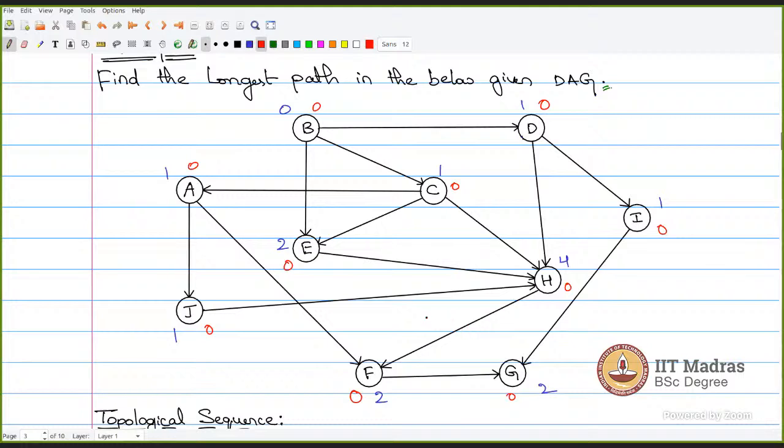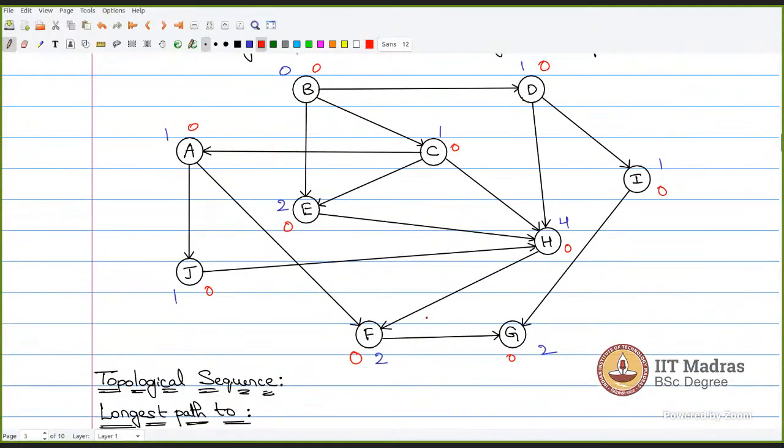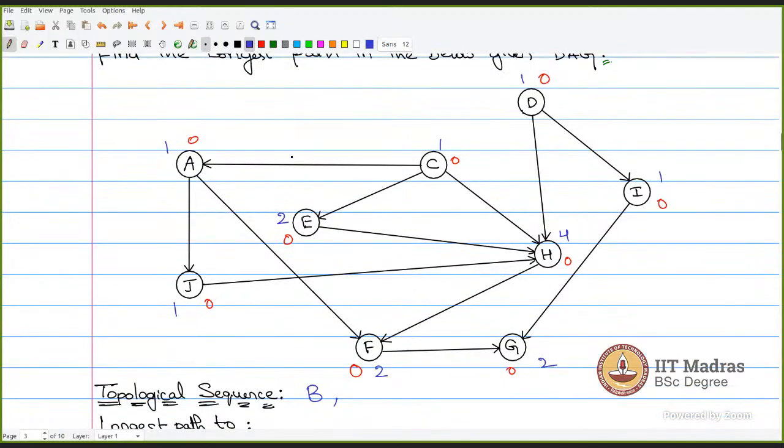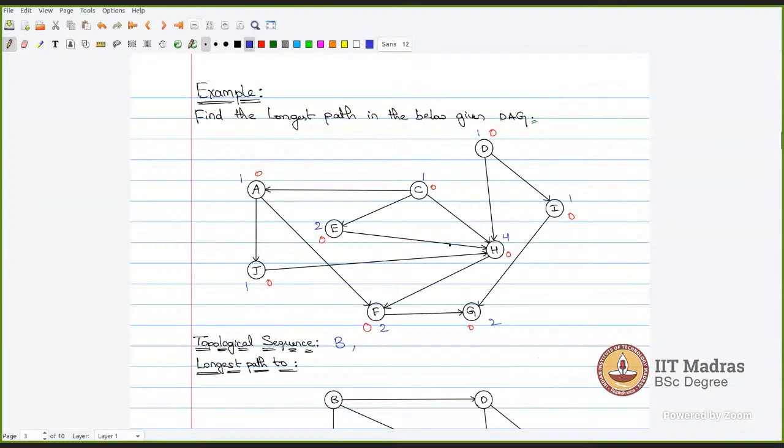Now from where should we start? B. Correct. So what we do is we note down that particular vertex in this topological sequence, B, and we will remove B as well as the edges which are incident to it. Can you please zoom out a little? The full page is not visible. It is visible now. Okay. So we removed B along with those three incident edges.